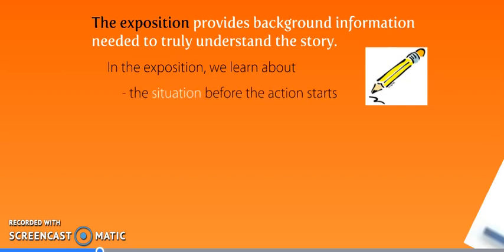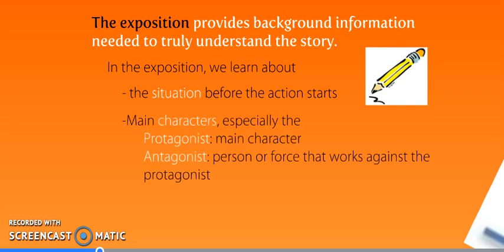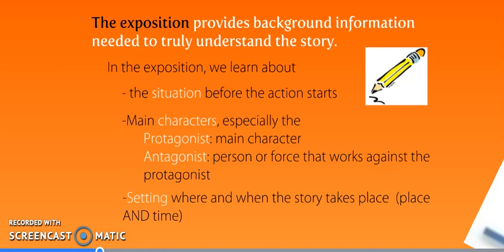In the exposition, we're going to learn about the situation, what was going on before the action really gets started. It's going to give you the characters. It's almost always going to give you the protagonist. The antagonist sometimes comes a little bit later, but the protagonist is the main character, and the antagonist is the person or force that's working against the protagonist. And the setting, when and where the story is taking place. Think place and time. Pause and get those things written down.